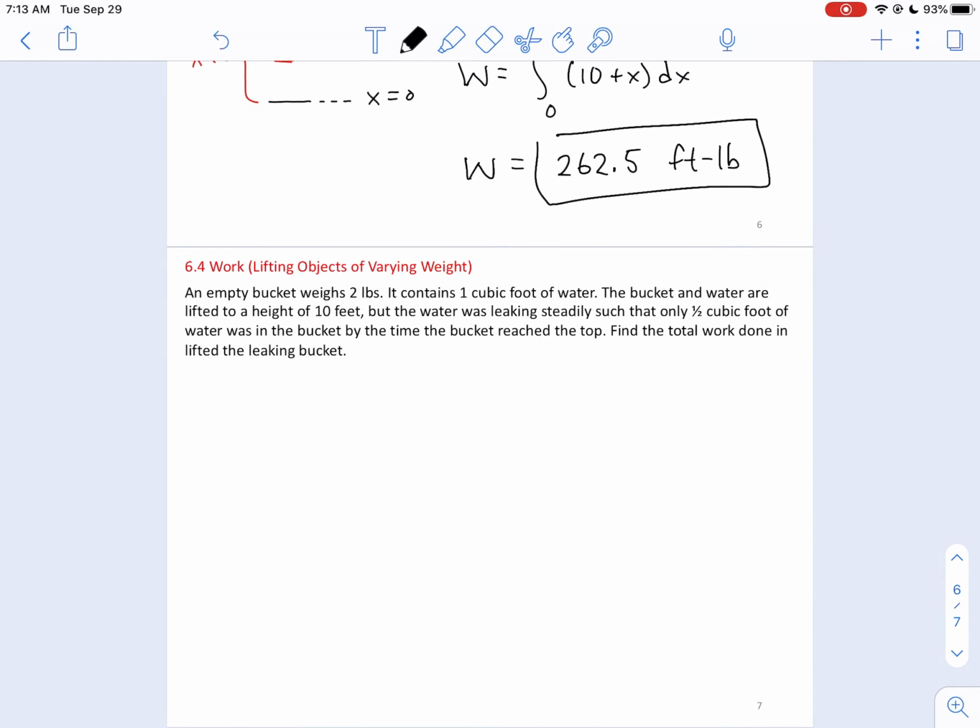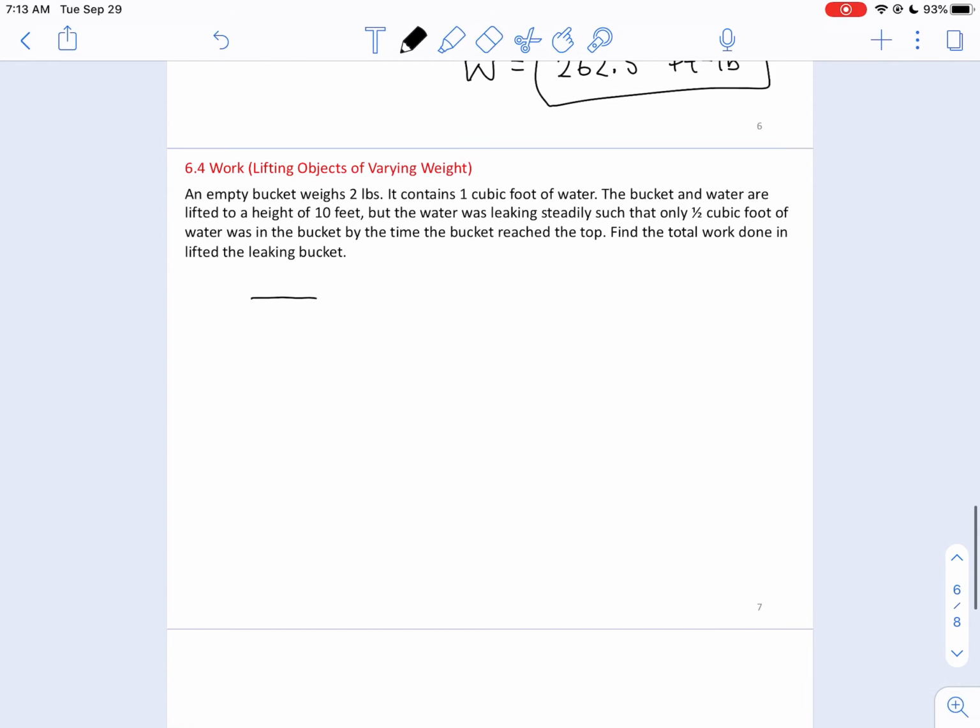Notice there's no mention here about how we're lifting it, whether a cord is being retracted, and notice there's no information about how heavy the rope or the cord is that we're using to lift the bucket. This is to suggest that we are ignoring the work done in also lifting the lifting apparatus. In other words, we're ignoring the rope or cord or whatever it is that's lifting this bucket. Maybe a person is lifting it. So I'm going to draw a picture. Let's just pretend we're lifting the bucket by retracting a rope, just for the sake of drawing a picture. So we've got some sort of bucket that's being lifted by a rope.